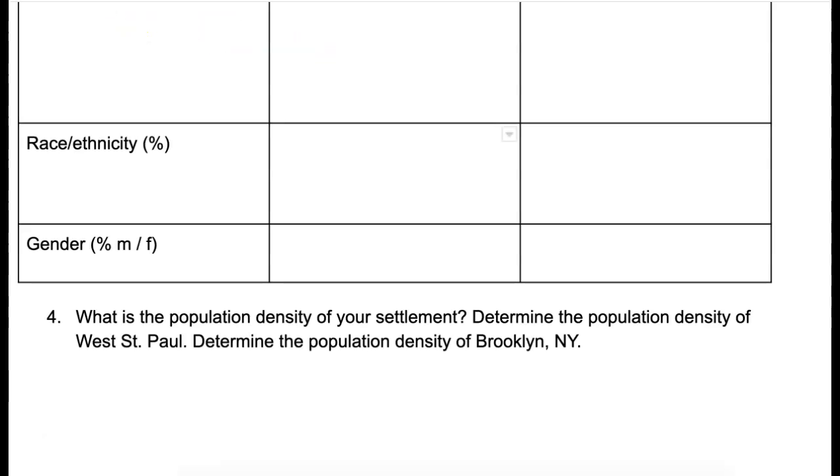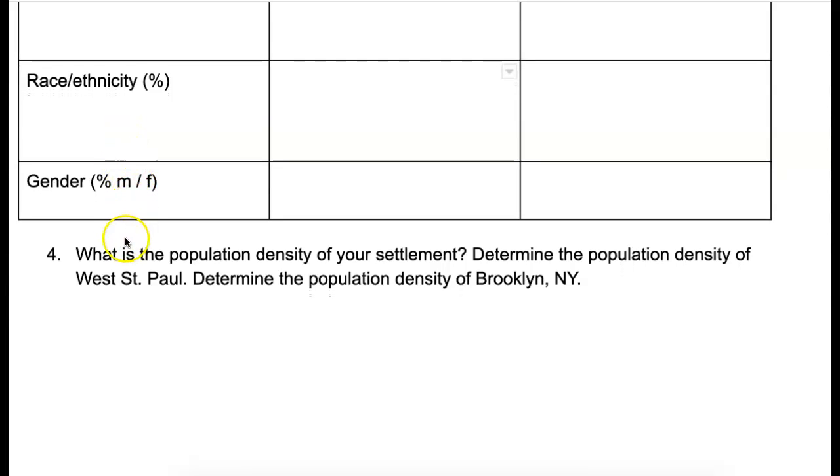All right, so now we're going to head down to the last number here. It says, what is the population density of your settlement? Determine the population density of West St. Paul, and determine the population density of Brooklyn. To find population density, it's similar to calculating those percents. So to find population density, you take the number of people, again, let's say there's 20, and you divide that number of people by the area of your settlement.